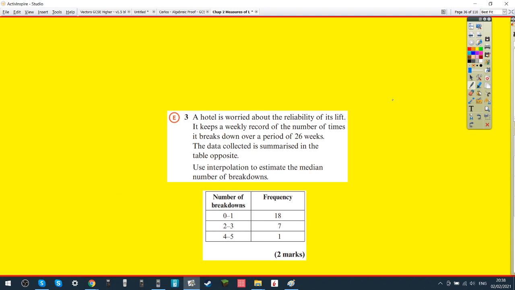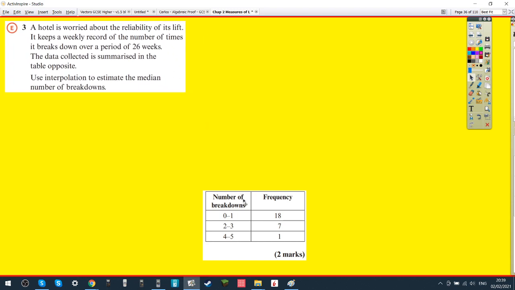Great, I'm not bothering with that. Median. All right, let's do median.